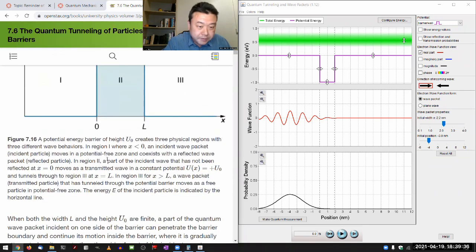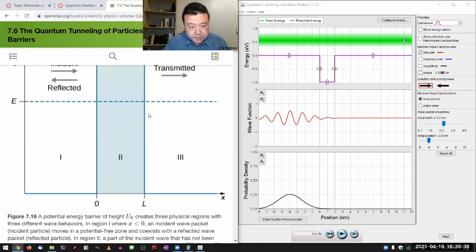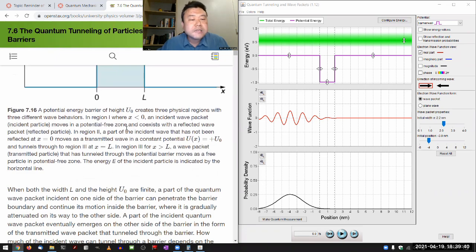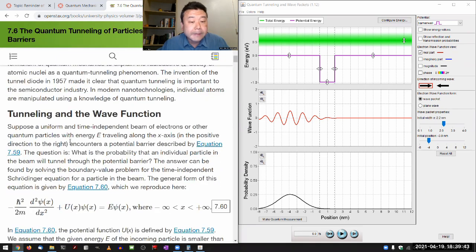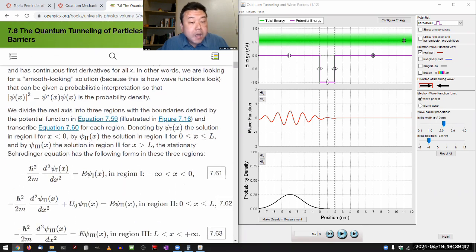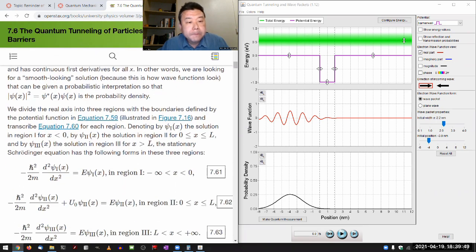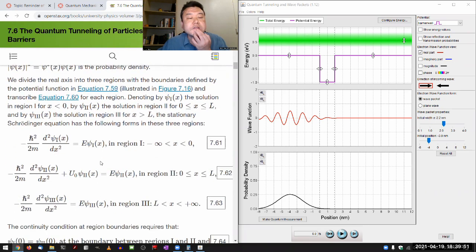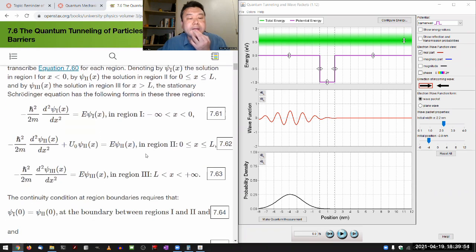I'm curious. So this is the situation it's describing. Let me just skim through the derivation that they're doing. Okay, I don't think you can just take the formula and apply it here.